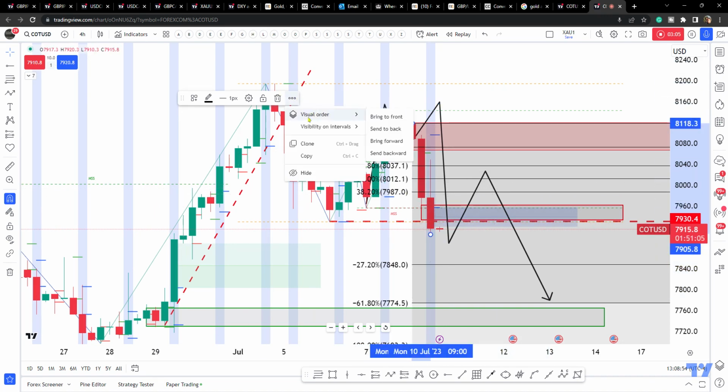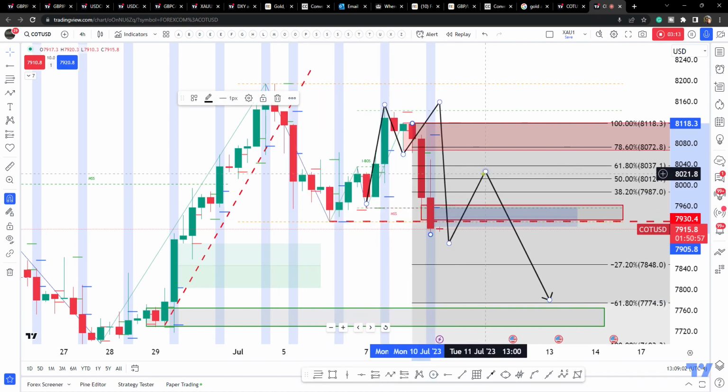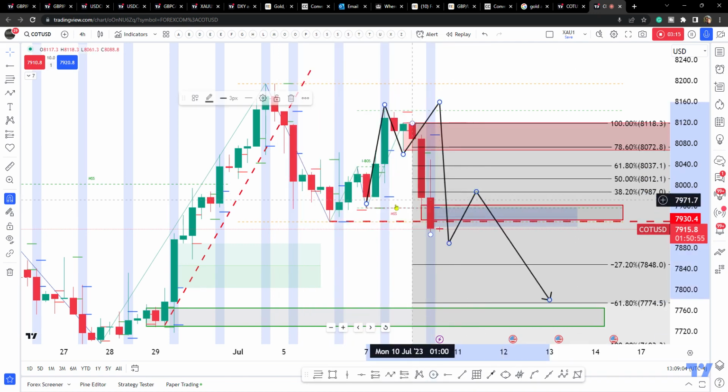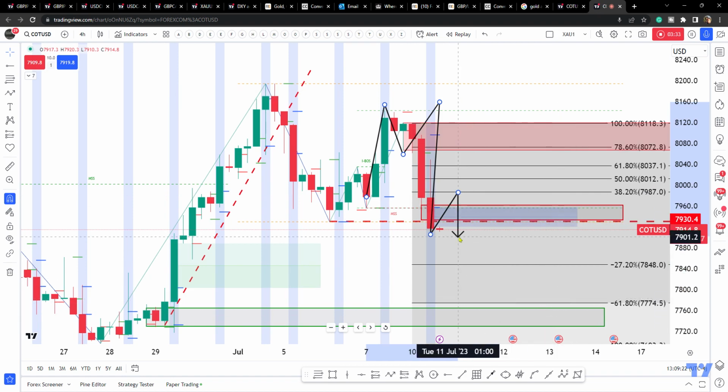So if we move that to the right, 38.2 looks an attractive area, aligning with these closes and opens. A lot of that bearish impulse has already been mitigated by that move up. So I think we could see a shallow correction to come lower.